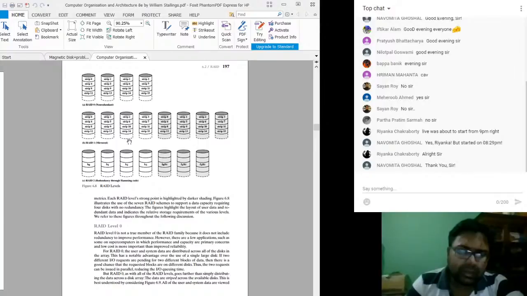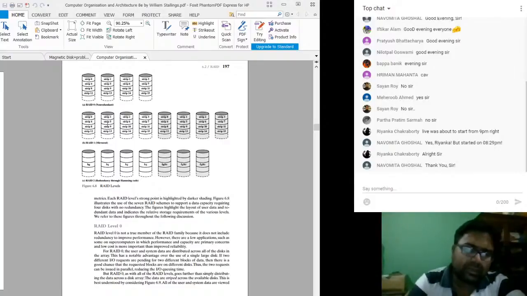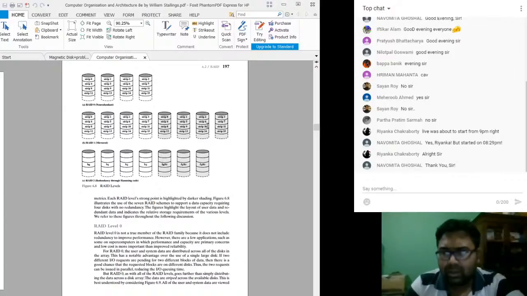Next comes your RAID level 1, which is also known as the mirrored scheme. Here all the disks will have copies. Disk 1 will have its copy, disk 2 will have its copy, disk 3 will have its copy, disk 4 will have its copy. So here you actually require twice n disks. If you are going to logically store the data in n disks, physically you need to have twice n disks.